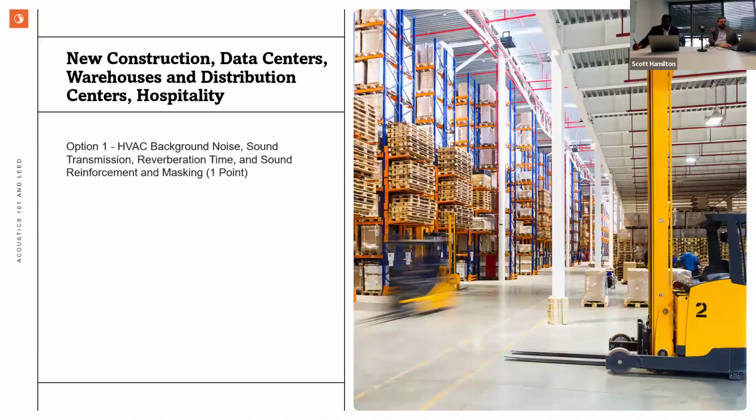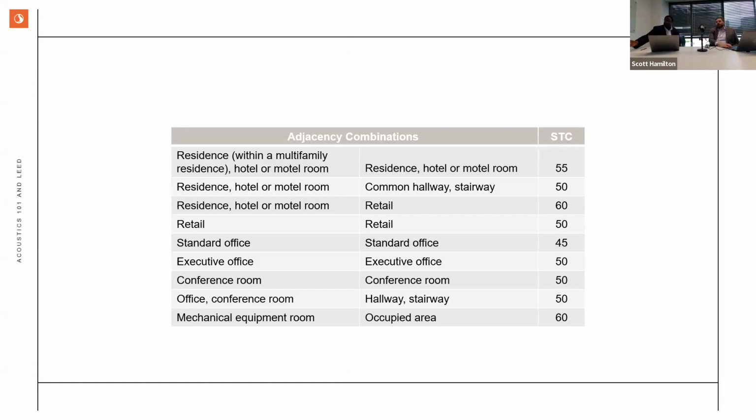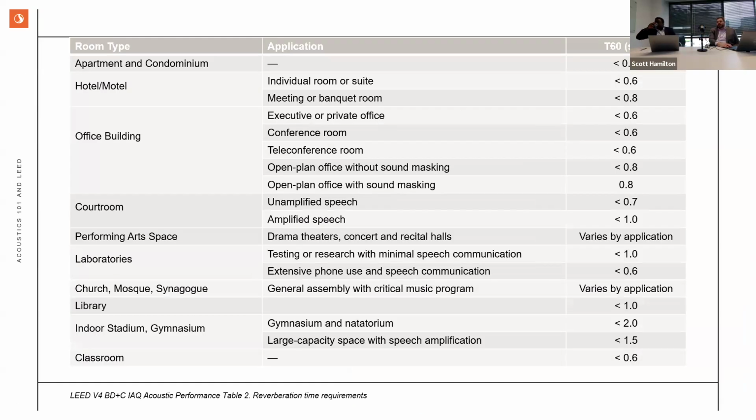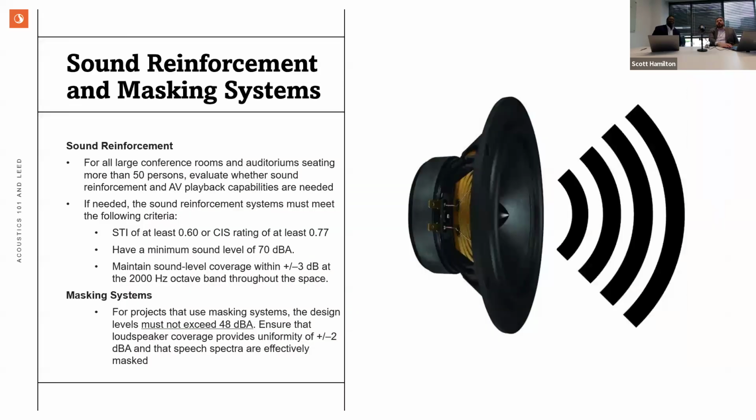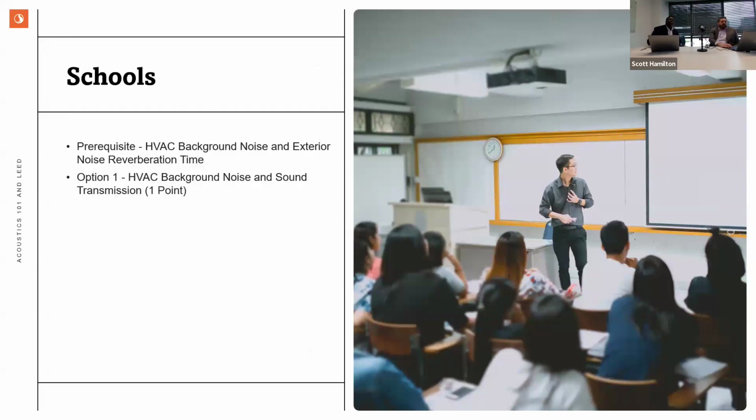So you'll see throughout here all the different types of HVAC, sound transmission, reverberation time, sound reinforcement, and masking, all the concepts we've been talking about before and how that plays in. There's STC ratings based on adjacency combinations. There's reverberation time considerations based on the use of the space. There's background noise recommendations based on those spaces. And you now know how to read all of these things, even possibly the sound masking and sound reinforcement requirements. You kind of know what they're talking about now through what we've gone through.